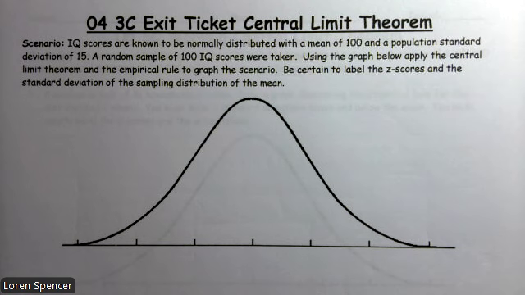This is an exit ticket on central limit theorem. By the way, this will tie directly to the warm-up that we did. It's essentially the same problem, except now we're dealing with the distribution of the sample means versus individual values.